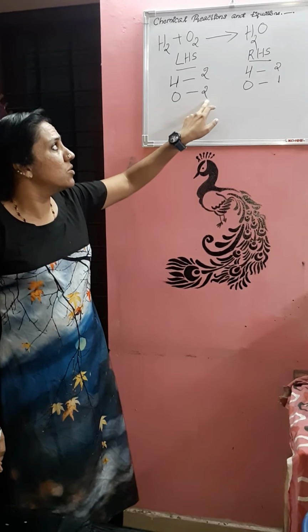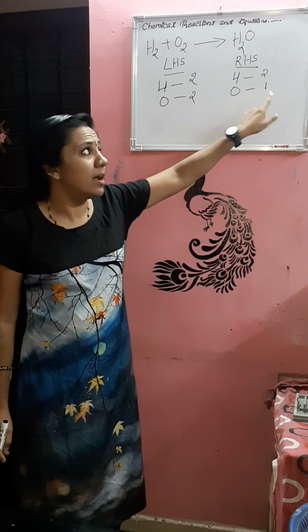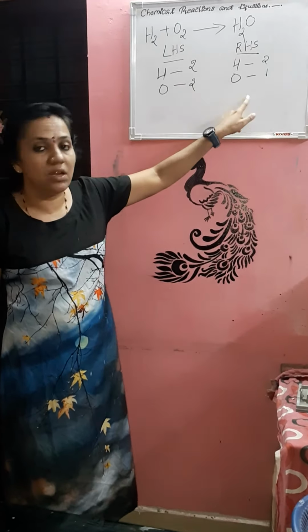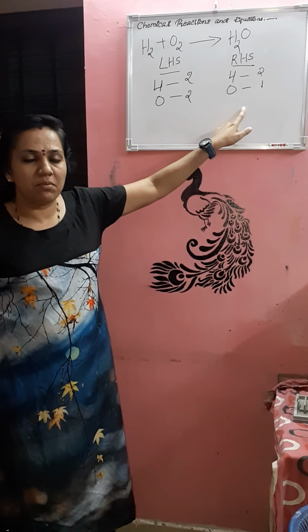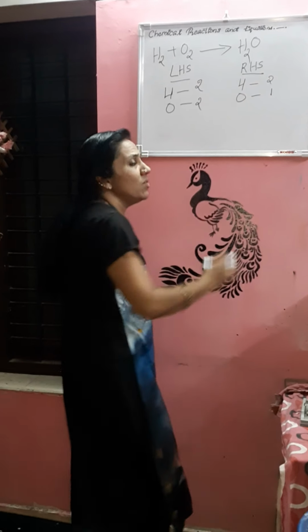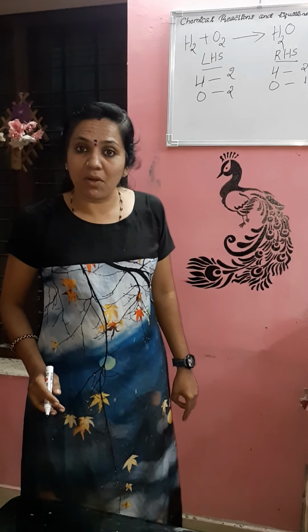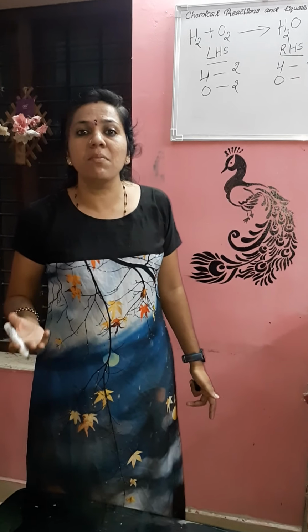Now, while balancing, see where there is a shortage. Oxygen there is only 1. Hydrogen is okay. Oxygen here 2, here 1. So what should we do? We should add 2. Where should we add? I am adding 2 here. What will happen? It becomes H2O2. What is H2O2? Hydrogen peroxide. Is it possible? So it will become another compound.